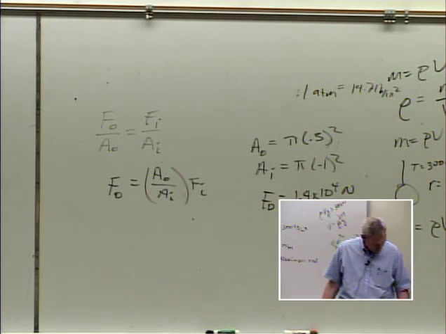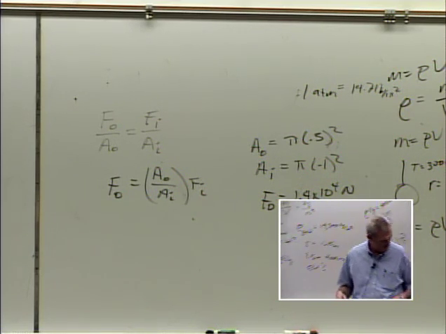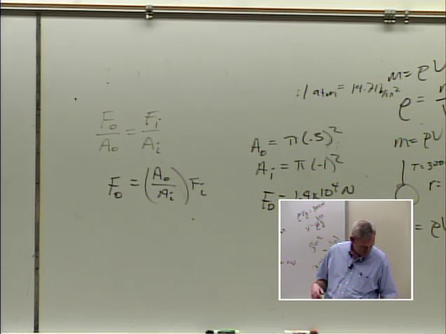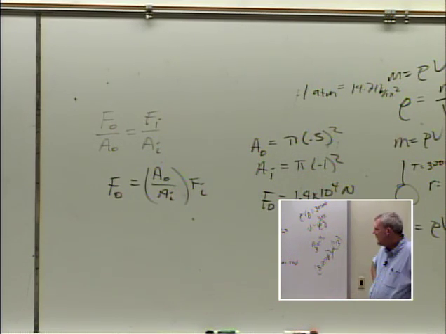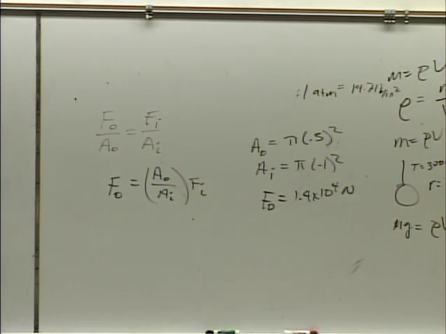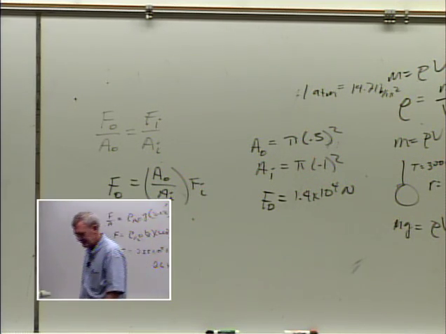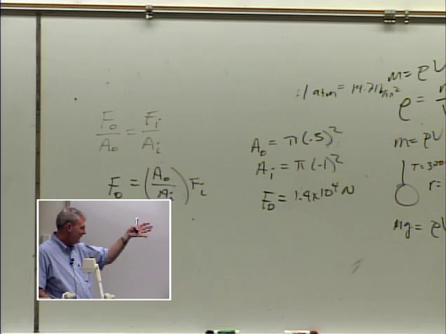You're probably going, well, this seems too easy. Wait a minute, did I not do this right? Okay, first of all, let's think about this. What's the ratio of the radius of the output to the input?